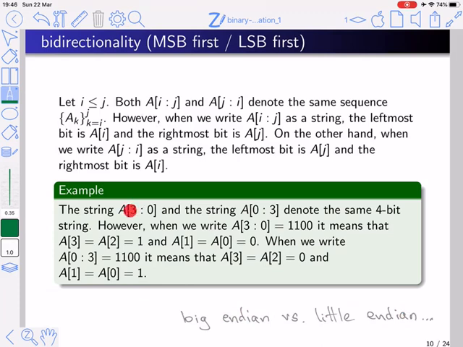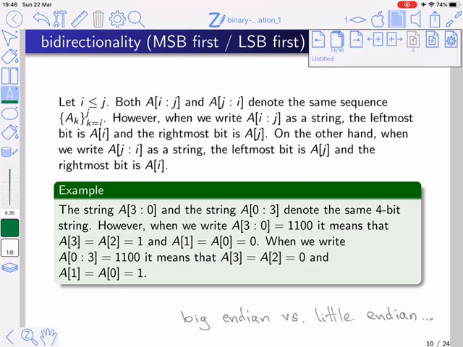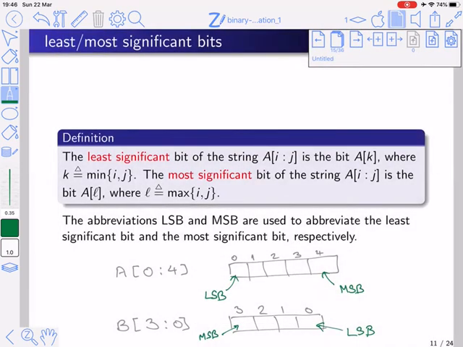So, as I said, in this example, we see two ways of representing the same string A that has 4 bits. When we write A from 3 to 0 equals 1, 1, 0, 0, we mean that A3 and A2 are equal 1, and A1 and A0 equal 0. But if we were to write A from 0 to 3 equals 1, 1, 0, 0, that would mean that A3 and A2 are 0, and A1 and A0 are 1. So there is place here for confusion, and you have to get used to it.